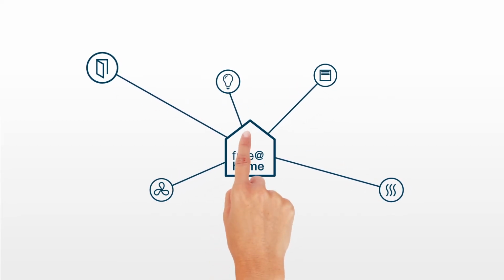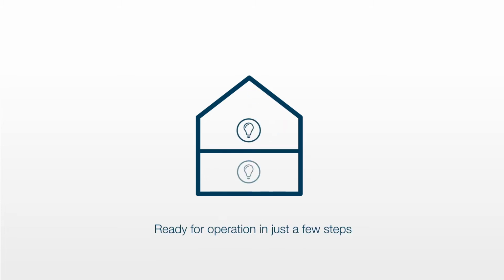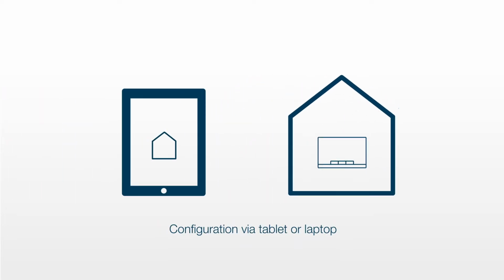Free at home. The configuration of home automation has never been easier, because free at home can be made operational in just a few steps. First, the tablet or laptop is connected to the system access point via Wi-Fi. Now the app is started on the tablet or laptop.